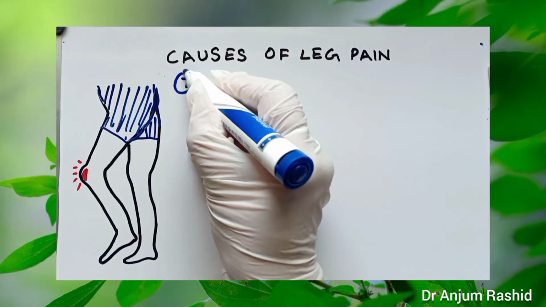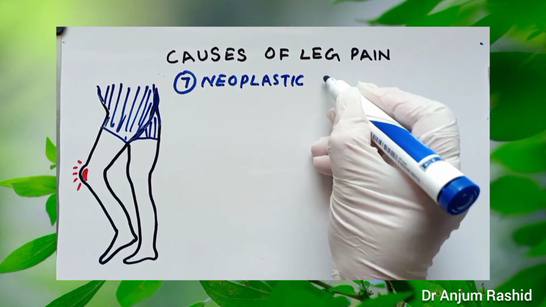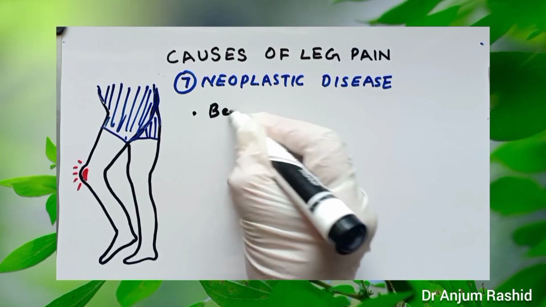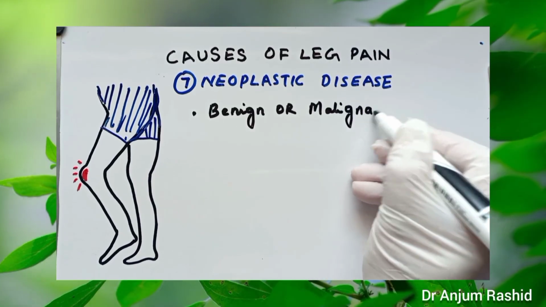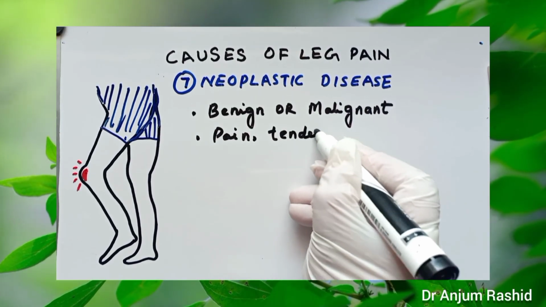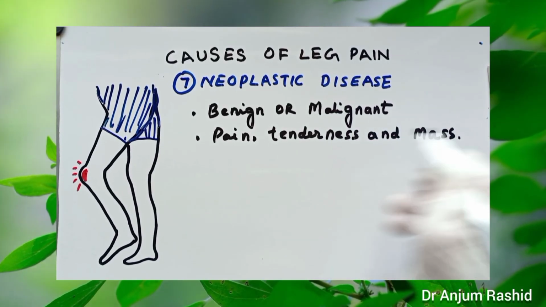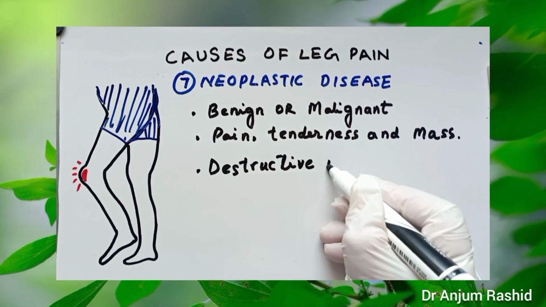Now, neoplastic causes of leg pain or limp in children include bone tumors like osteosarcoma, Ewing sarcoma, as well as leukemia. Osteosarcoma typically presents with localized bone pain and swelling around the knee, while Ewing sarcoma may cause pain with fever and swelling. Leukemia can cause diffuse bone pain, limp, and systemic symptoms like pallor, bruising, or fatigue.